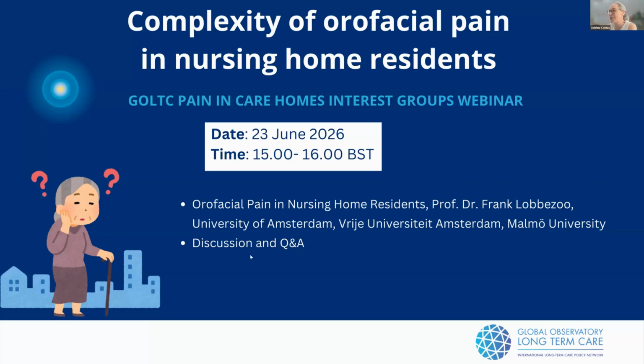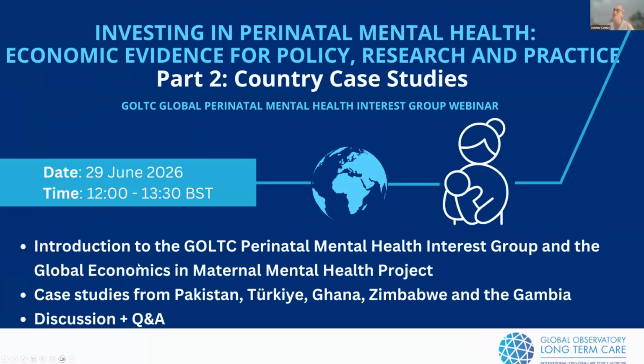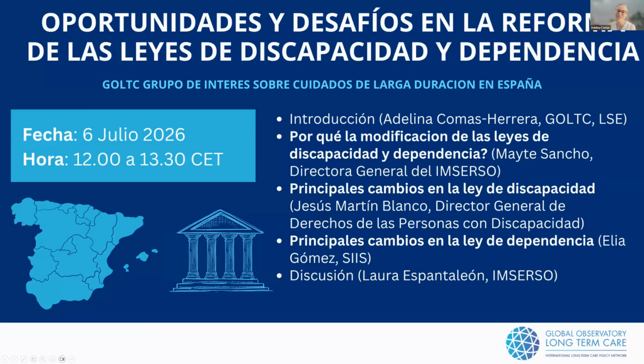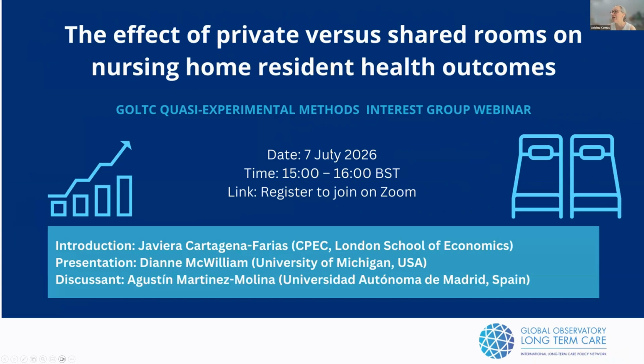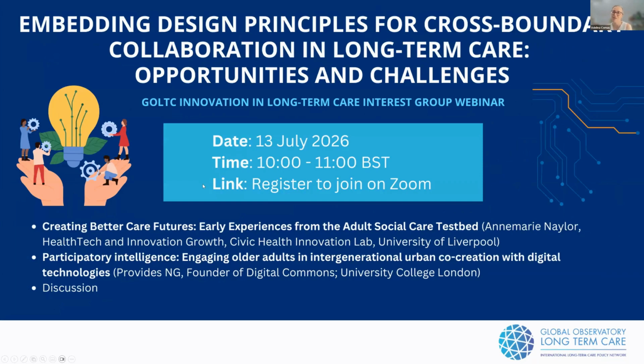I'll just quickly let you know about our next webinars. We've got one on the 29th of June on a very different topic, on perinatal mental health, on using economic evidence to make the case for policy change. We've got another one in Spanish, if you're interested in long-term care in Spain and speak Spanish, on the new reforms of the laws of disability and dependency. On the 7th of July, one from the quasi-experimental methods interest group, comparing the effects of private versus shared rooms on nursing home resident health outcomes in the US. And then on the 13th of July, we're going to have one on embedding design principles for cross-boundary collaboration in long-term care, looking at opportunities and challenges, and at some examples of work on this.